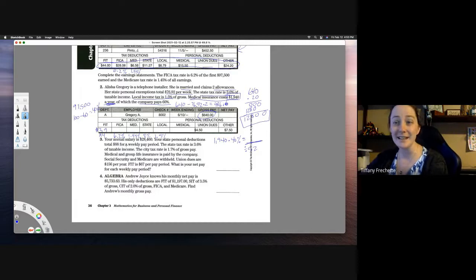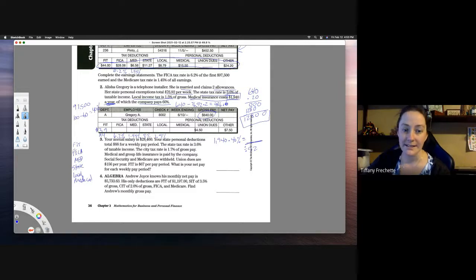So you're going to do the exact same thing on number 3. And I highly suggest you write out each one of these. So you go FIT, FICA, med, state, which you can call SIT if you would like to, but I'm just going with the same words I have here. Medical. And then if there are union dues or other, which I think there are union dues here.